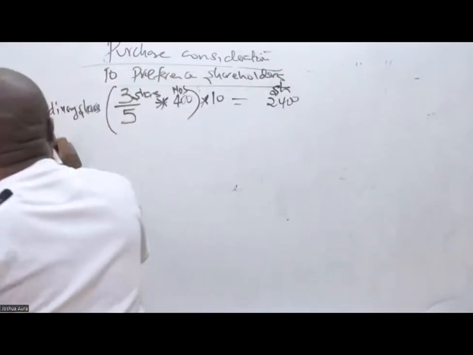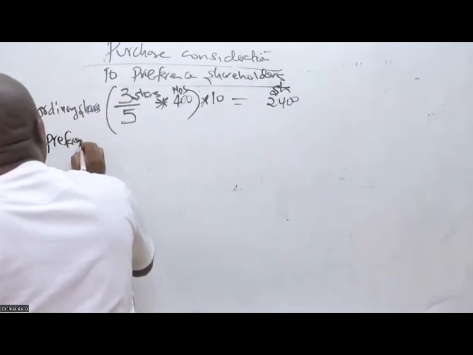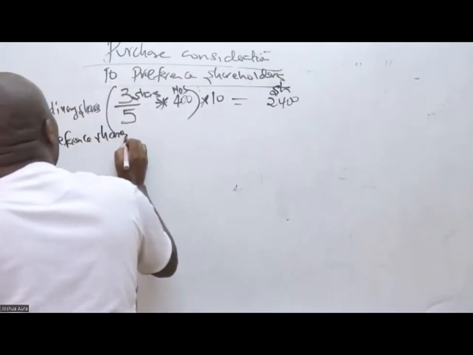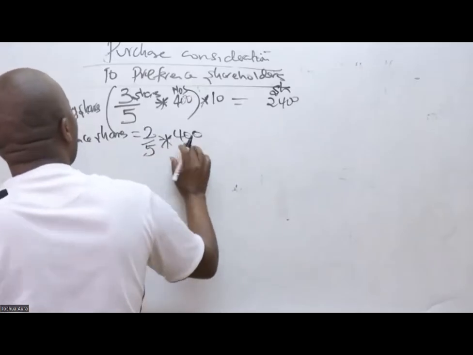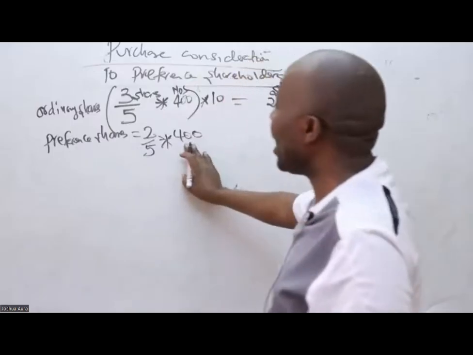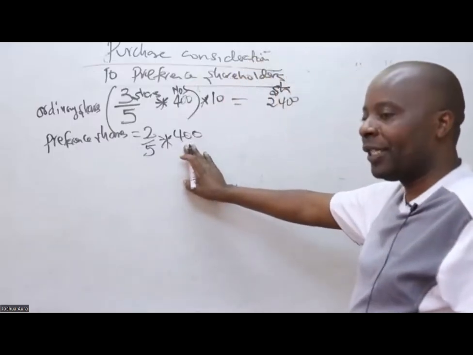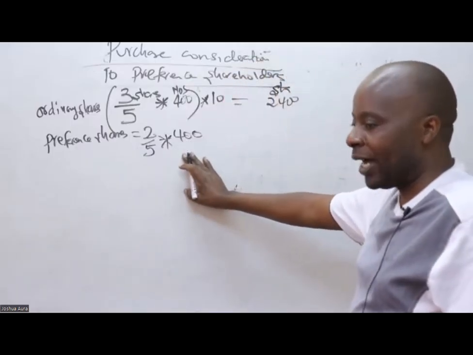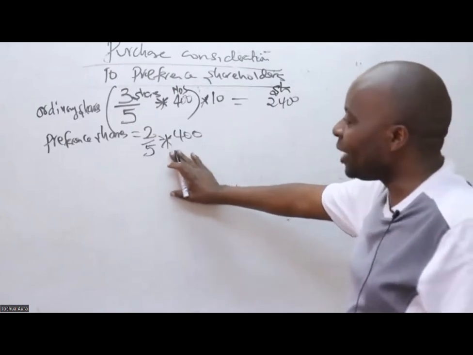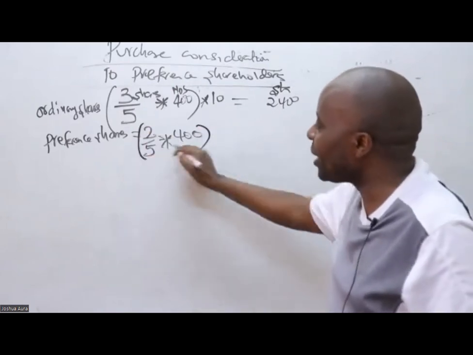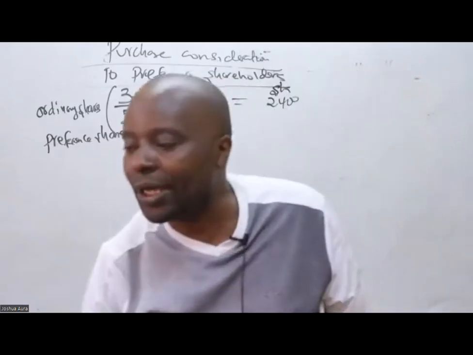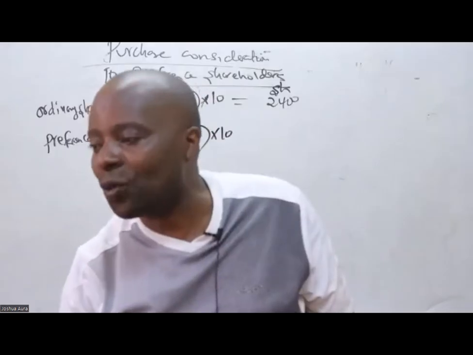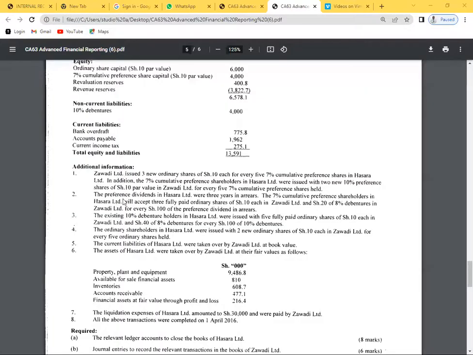So we gave them some other class of preference shares, 2 for every 5. Remember the number of preference shares outstanding is 400. So 2 for every 5 gives me the total number of preference shares. And in this particular class, each share again is worth 10. So the preference dividends here.